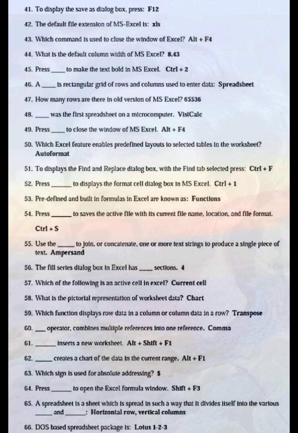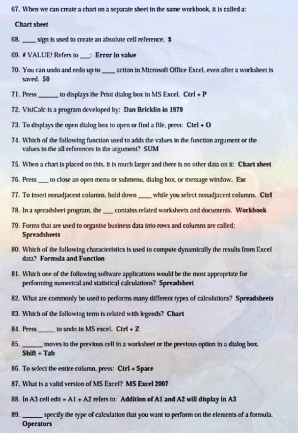Which sign is used for absolute addressing? Press dash to open the Excel formula window: Shift plus F3. A DOS-based spreadsheet package is Lotus 1-2-3. When we create a chart on a separate sheet in the same workbook, it is called a chart sheet. The sign used to create an absolute reference is the dollar sign. The hash value refers to an error in value. You can redo or undo up to 50 actions in Microsoft Office Excel even after the worksheet is saved.